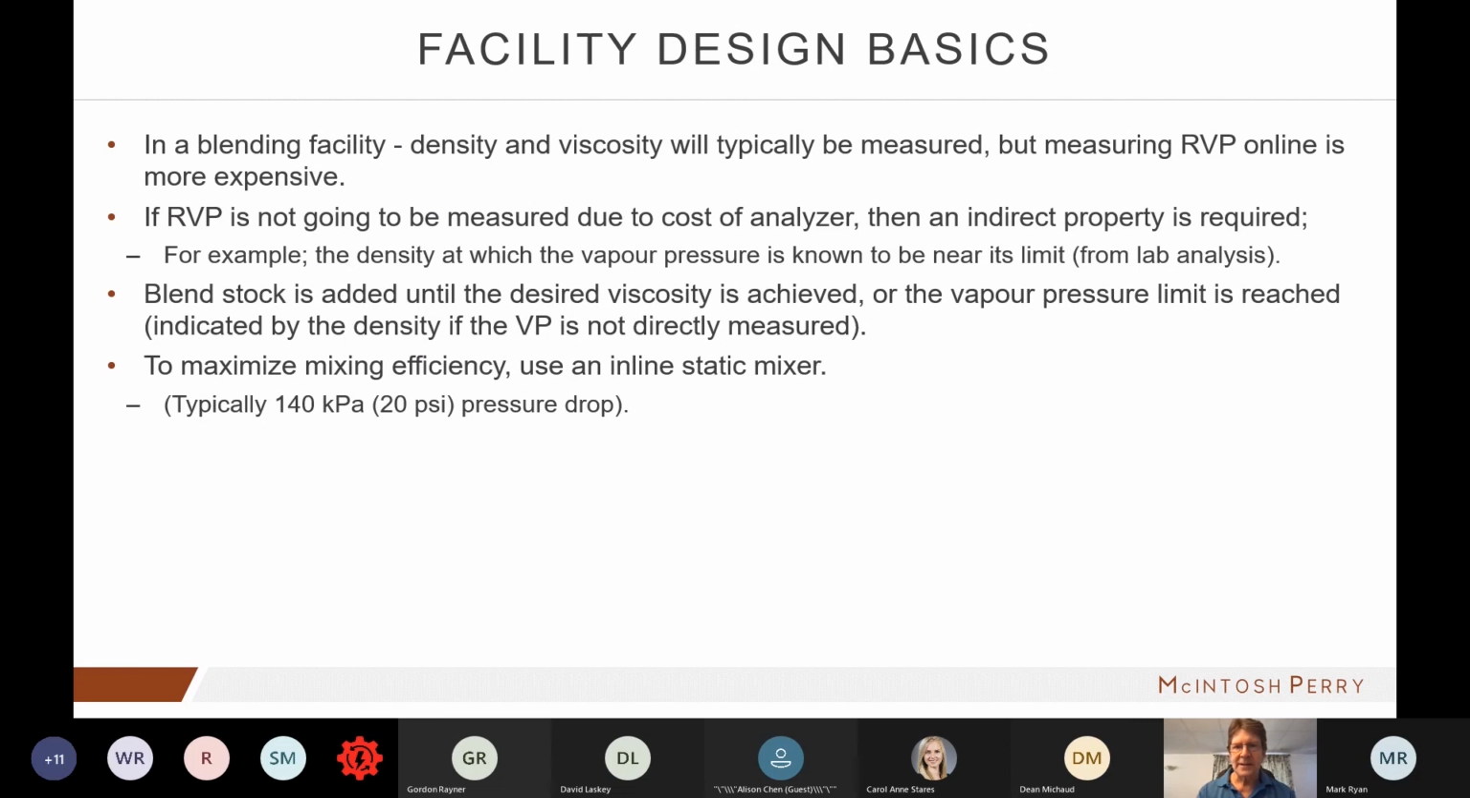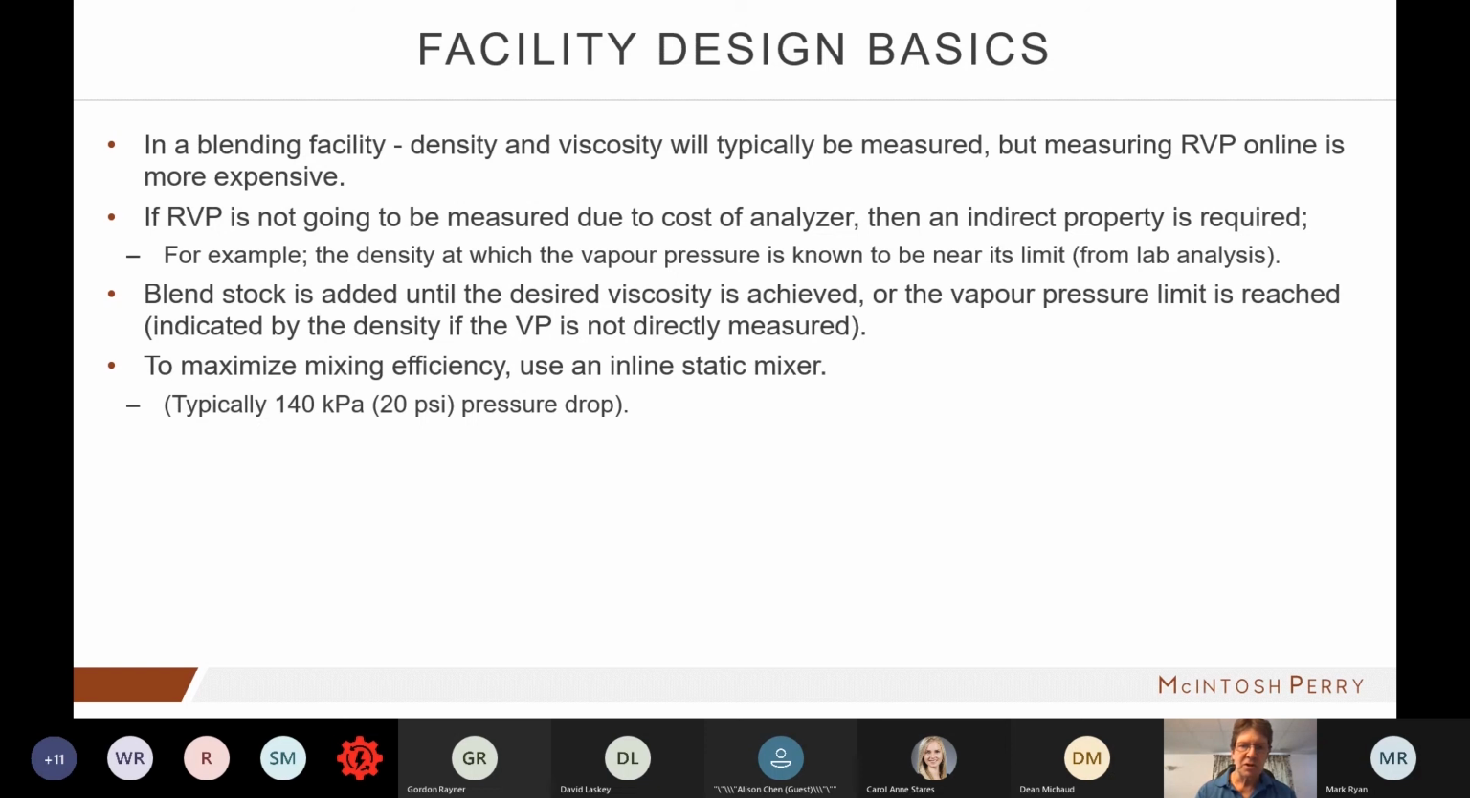Facility design basics. Again, these facilities are not particularly complicated. We'd have a tank of crude oil and a tank of blend stock. We're going to pump out of these tanks and blend them together. But we have to blend to meet our specifications without exceeding the vapor pressure, for example. So when we do this, we want some instrumentation to measure those things.